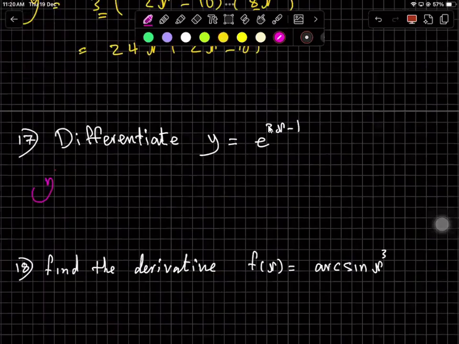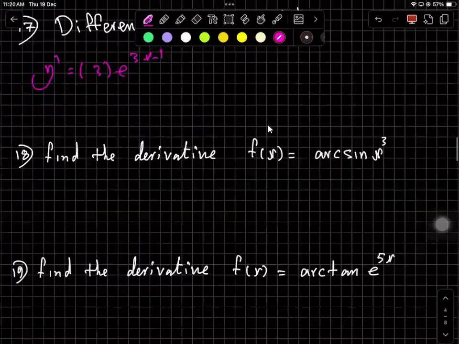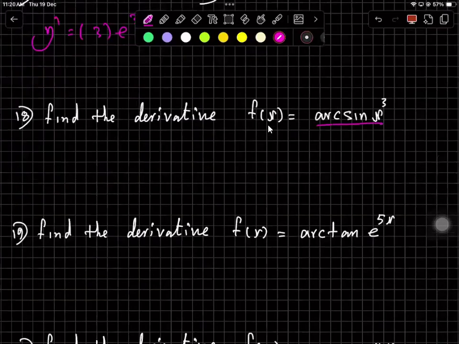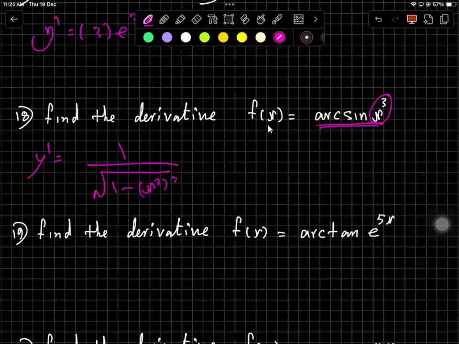Here y prime is the same exponent, 3x minus 1, multiplied by the derivative of the exponent, 3. Then the derivative of arcsine: we have a rule for arcsine, which is 1 over the square root of 1 minus this angle to the power 2, multiplied by the derivative of this angle, which is 3x squared.